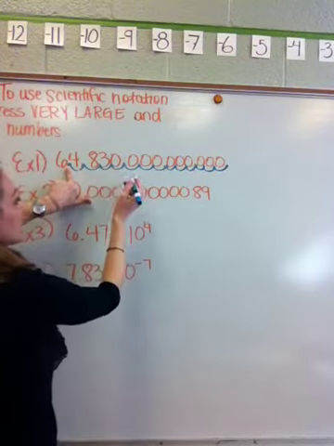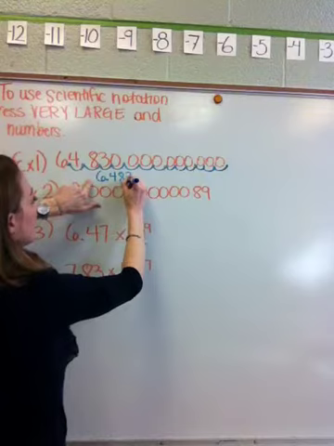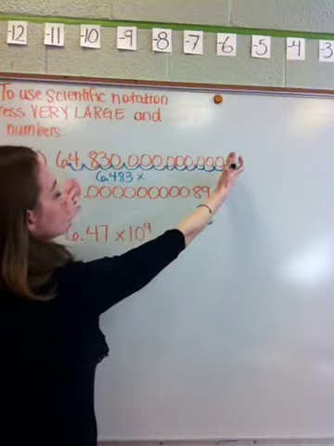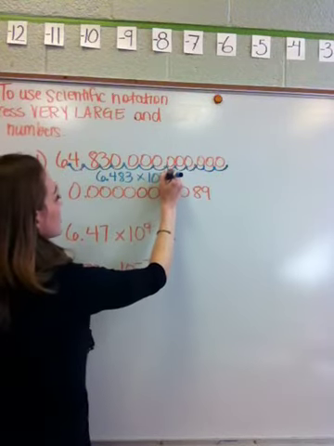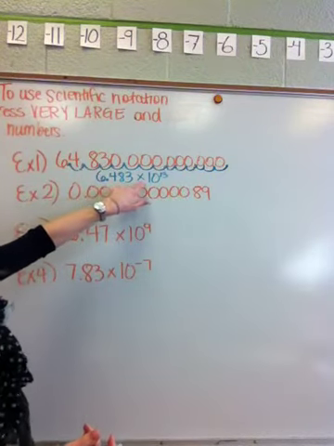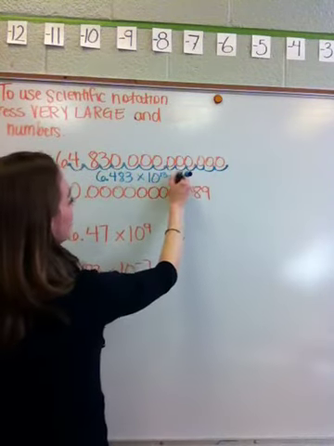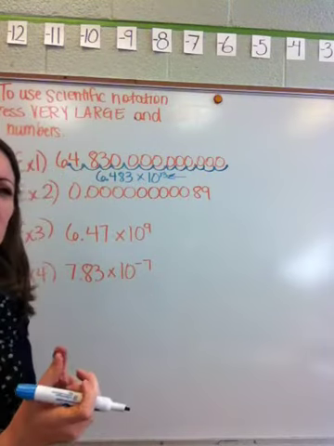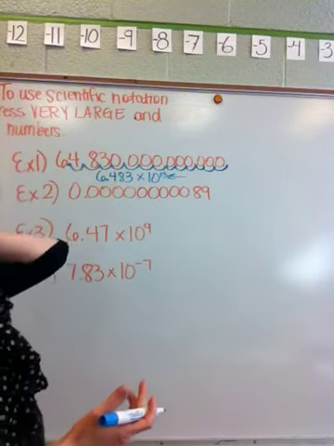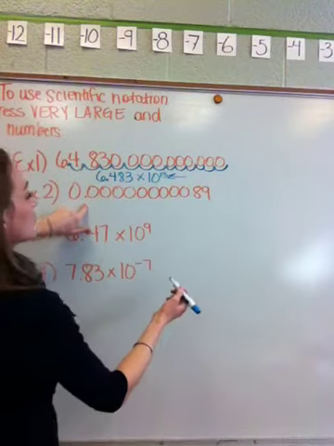So how I'm going to rewrite this is 6.483, and the reason we're writing it in scientific notation is to get rid of all these zeros, times 10 to the 13. What this is saying is 6.483 times 1 with 13 zeros after it. So it just condenses the number down to a manageable number, still representing the same value.